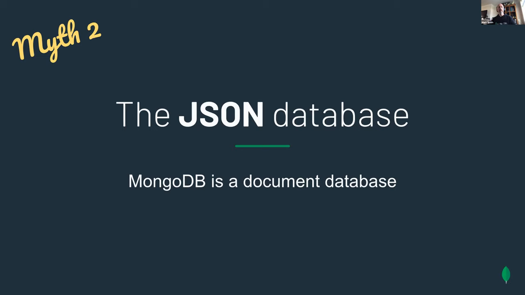The second myth is so pervasive that even the MongoDB documentation sometimes refers to MongoDB as being a JSON database. MongoDB is not a JSON database. It does store documents that are kind of equivalent to JSON, but in fact, it's a BSON database. BSON is a binary data format that's kind of analogous to JSON, but storing structured data in text in a database would be silly.